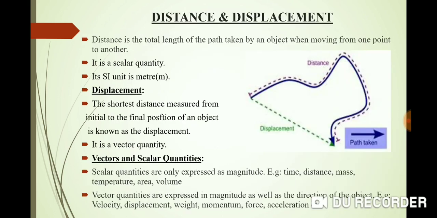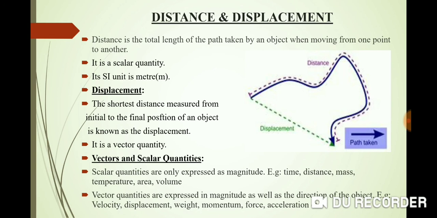Now we will talk about distance and displacement. To describe the motion of an object, we need distance and displacement. Distance is the total length of the path taken by an object when moving from one point to another. Distance is a scalar quantity and its SI unit is meter.